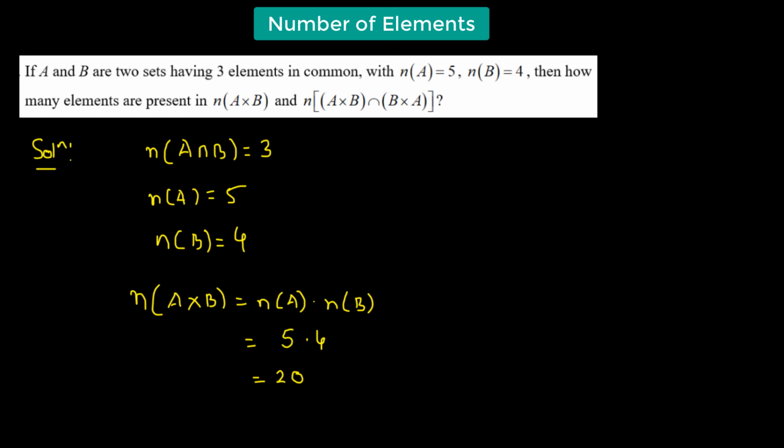Now in the next part of the question, we have to find out the number of elements present in the Cartesian product of A and B intersection the Cartesian product of B and A. So here we know that as we have 3 elements common in both A and B, the Cartesian product of A and B is going to have 3 unique coordinate pairs or ordered pairs, which are going to be the same as the 3 ordered pairs in B cross A. So that means the total number of elements will be 3 times 3, which is equal to 9.